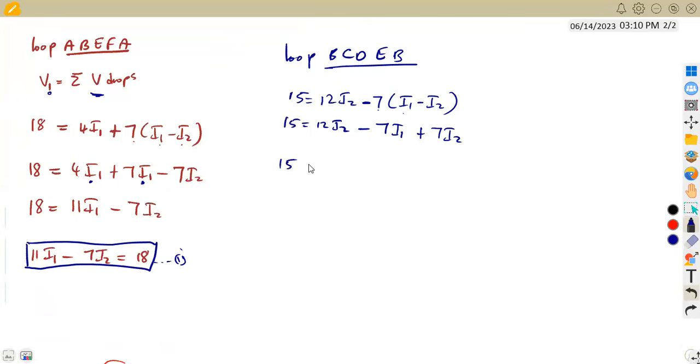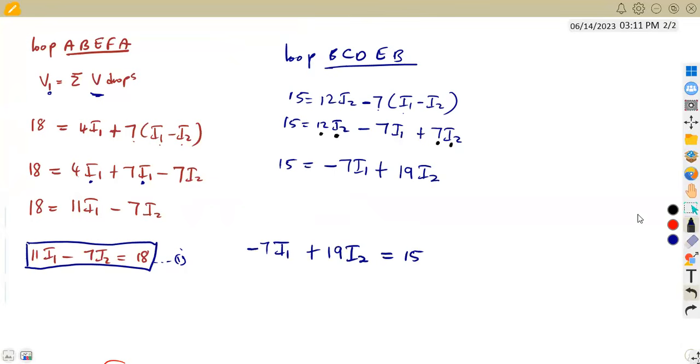Collect like terms. I1 does not have any other part, just this negative 7 I1. I2 and I2 combined together, that's 12 plus 7, which gives us 19. So that is going to be 19 I2. All right. So just like the previous part, we can rearrange starting with negative 7. So this is going to be negative 7 I1 plus 19 I2, which is equal to 15.